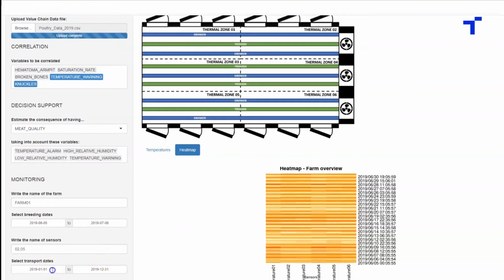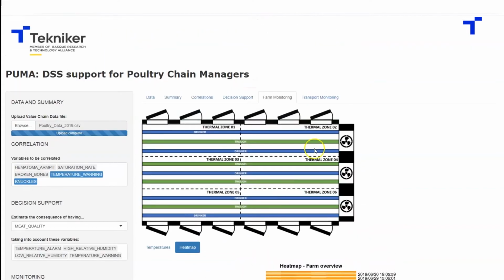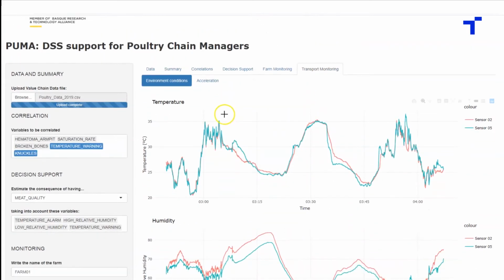In the case of the transport phase, similar to the breeding phase, environmental conditions registered can be monitored. By selecting the transport dates in the Transport Monitoring tab, the environmental conditions to which the poultry have been exposed during this phase can be seen.